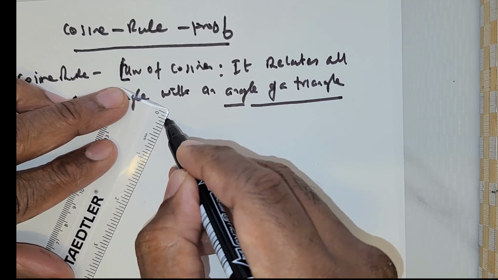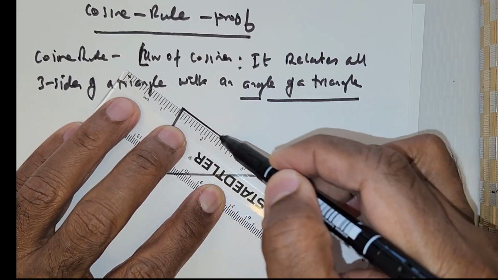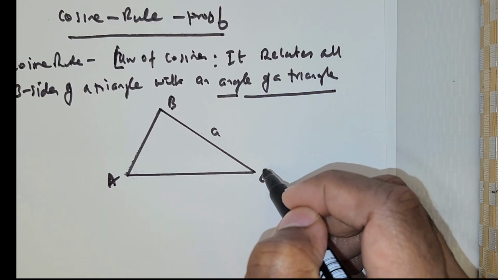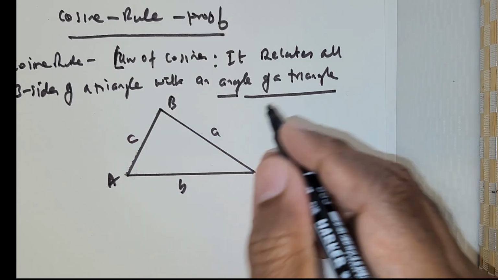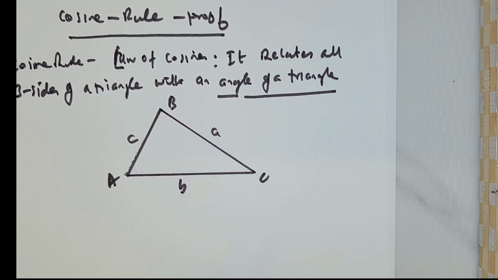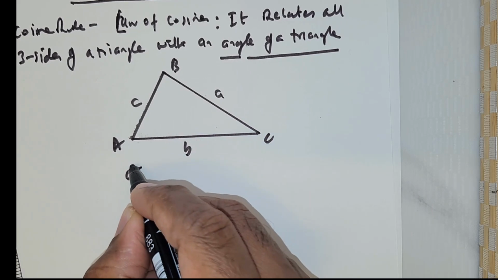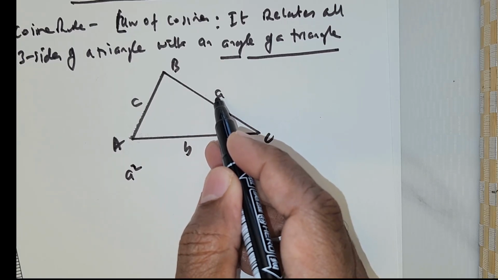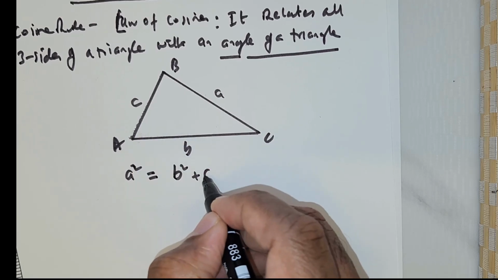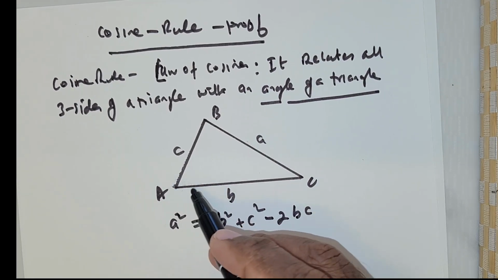What is the meaning of this? Suppose you have a triangle like this, and take the vertices as A, B, C, with this side as a, this side as b, this as c, and the angle here is A, the angle here is C, the angle here is B. If I want to find the relationship between side a and the other sides, then a squared is going to be b squared plus c squared negative 2 times b times c times the cos of the angle between b and c.